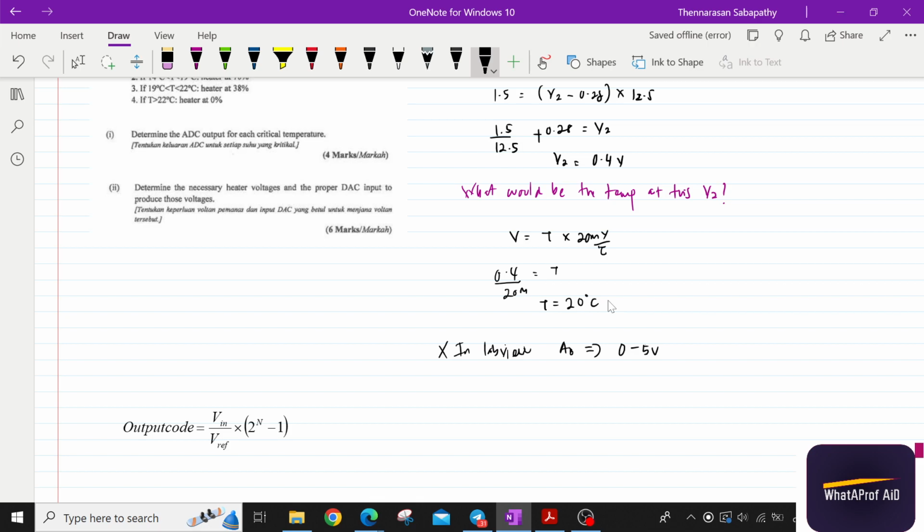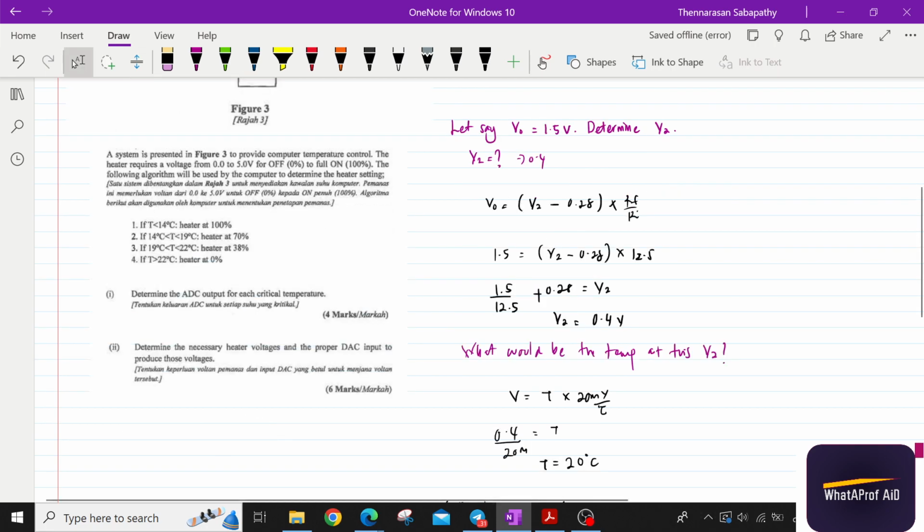If you use a normal embedded board like a microcontroller, like Arduino, you won't have this value directly. You can read it as a decimal value of the ADC, or as a binary value or hex value of the ADC. But LabVIEW doesn't show it like that. It directly gives you the voltage.